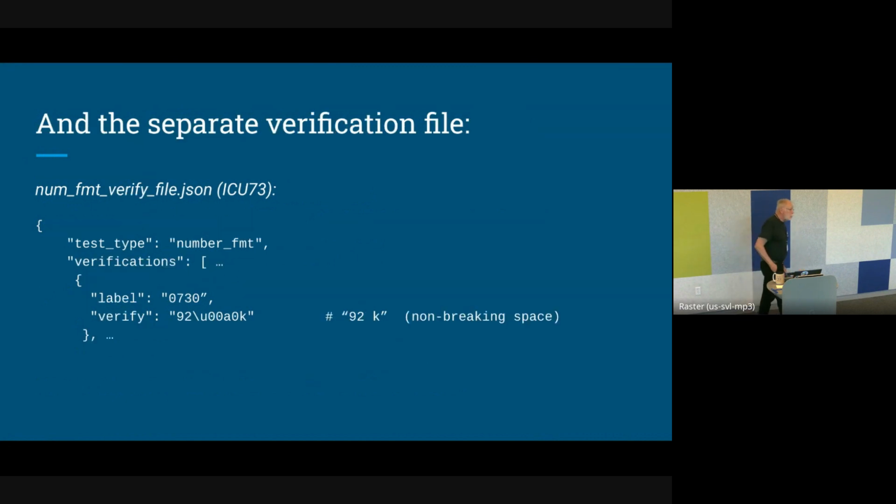A separate file is created with the expected result of this, and it's very simple. In this case, the same label, 730, has a verify value, and this is the equivalent of 92,000, 92K in Spanish, with a non-breaking space in between. And that's in the Unicode format, U00A0, because that's easier to understand than just a blank, which looks like the normal ASCII space. So again, this file has about 7,000 entries, and this is an example of number formatting. We have similar files for collation, likely subtags, language names, and the tests that we continue to add.